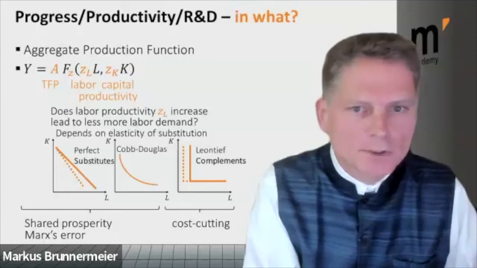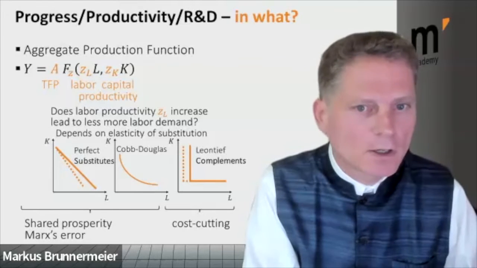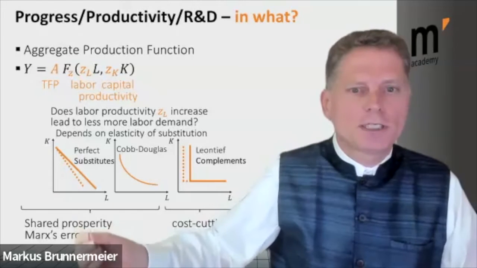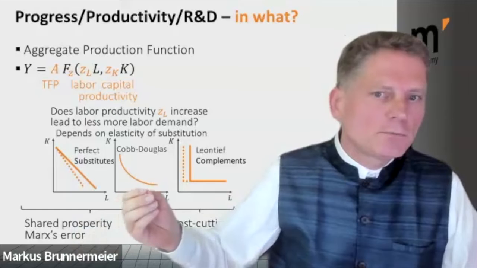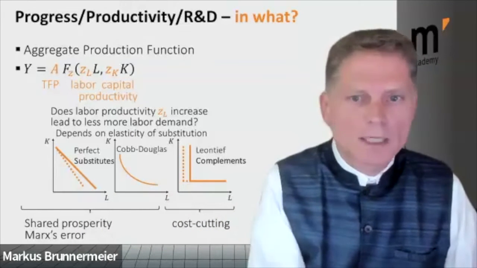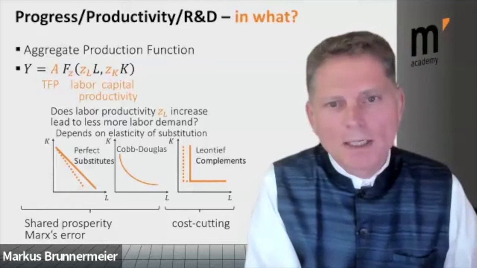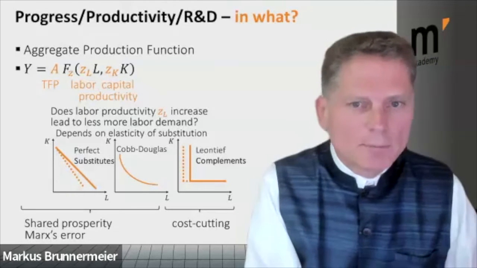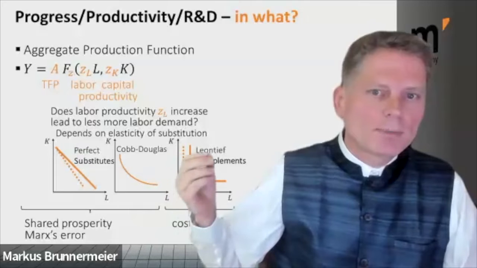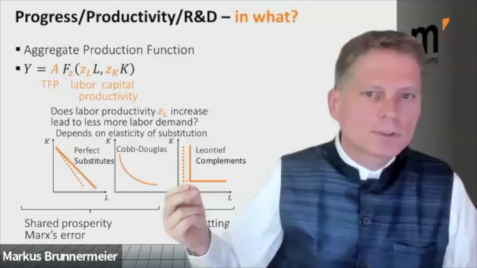So for example, if they are perfect substitutes and labor productivity goes up, workers will benefit a lot. That leads to shared prosperity. Similarly, if you have Cobb-Douglas, then expenditure shares are constant. So if labor productivity goes up, workers have to work less and get the same income shares, and it's still benefiting them. But if it's a Leontief, with this complement structure, then actually you can save on the labor input and still have the same output.